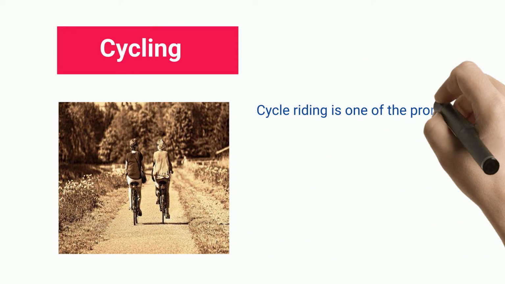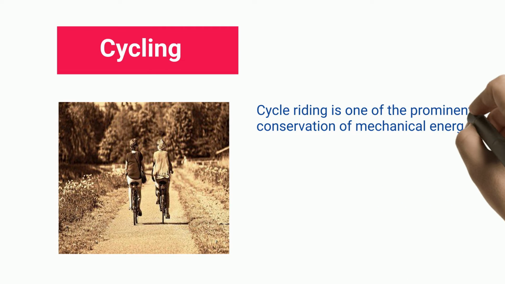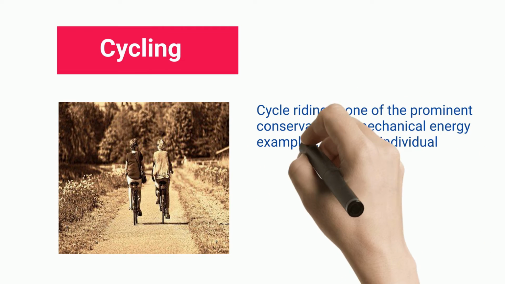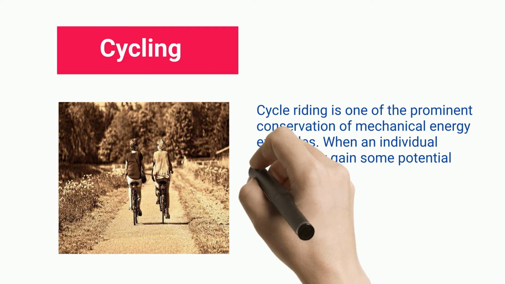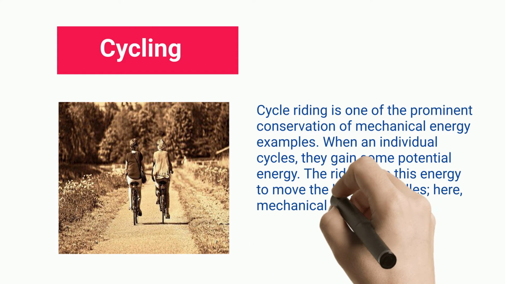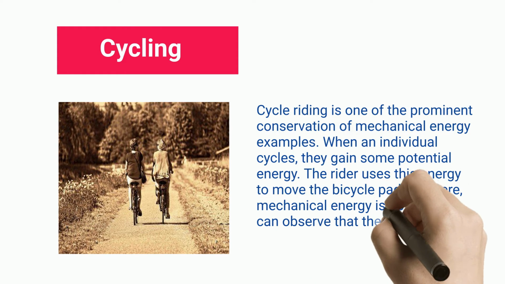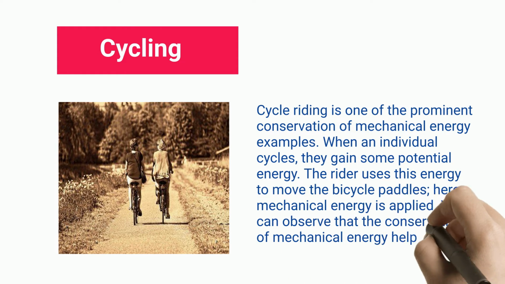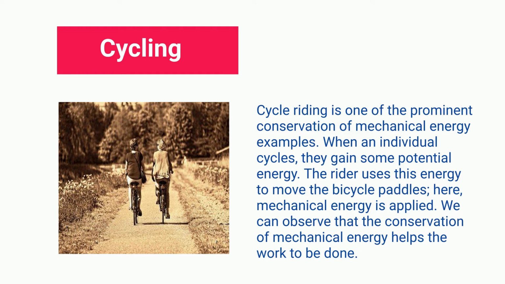Cycling. Cycle riding is one of the prominent conservation of mechanical energy examples. When an individual cycles, they gain some potential energy. The rider uses this energy to move the bicycle pedals. Here, mechanical energy is applied. We can observe that the conservation of mechanical energy helps the work to be done.